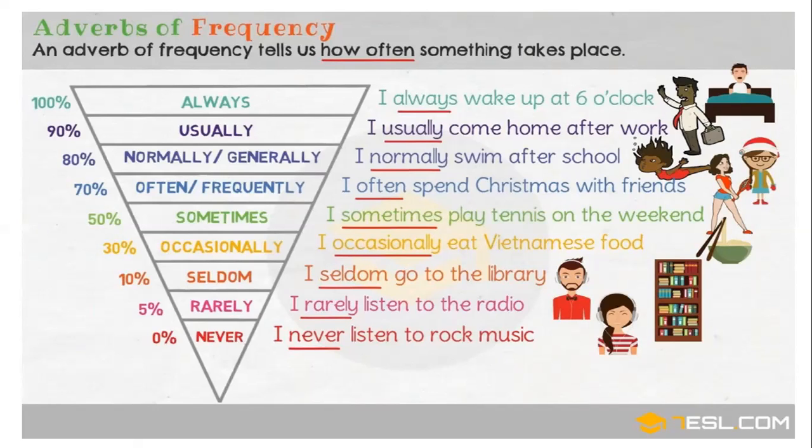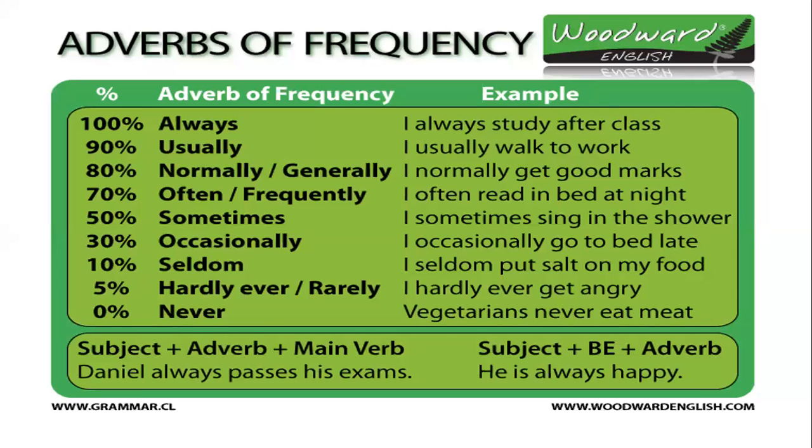And 0%, it's never, right? It means that there's no possibility, right? There's no possibility that this happens. So I say, I never listen to rock music, for example, right? So that's an example. So I have here more examples.